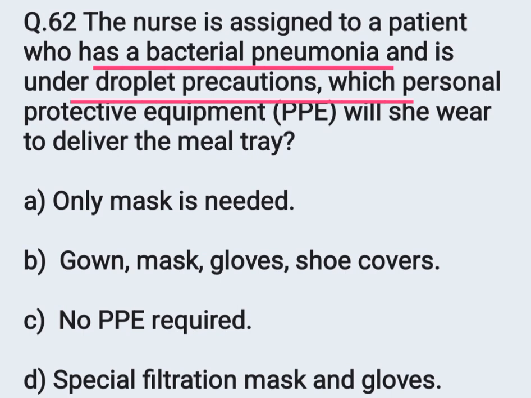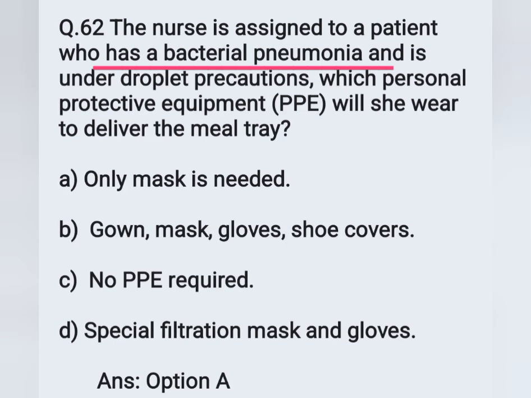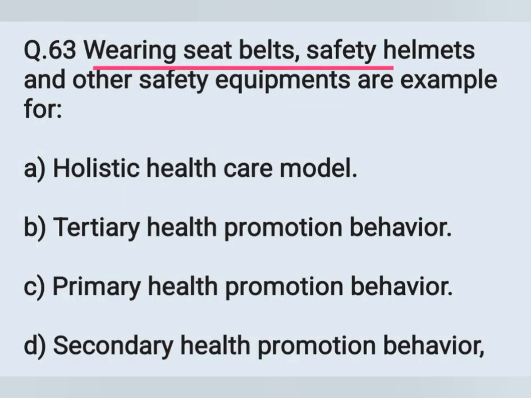Here the question: a patient with bacterial pneumonia is under droplet precaution or isolation. Which personal protective equipment should the nurse wear while giving meal tray or while giving food to the patient? And the correct answer is, she wears only a mask. Option A is the correct answer. Only mask is needed. Move on to the next question.